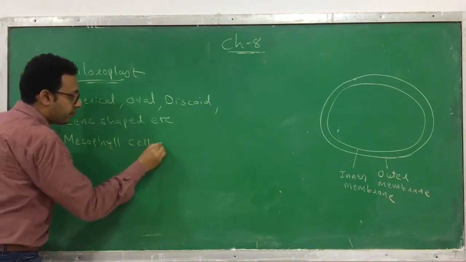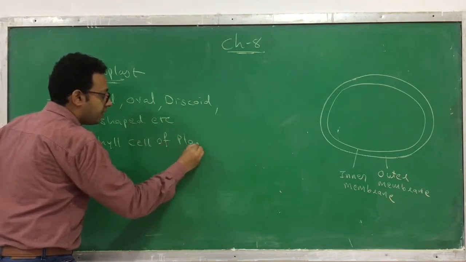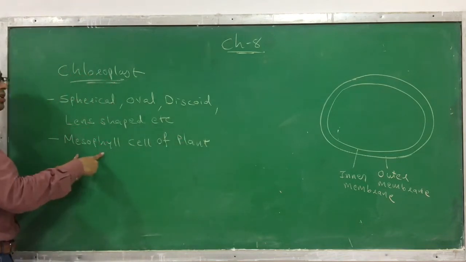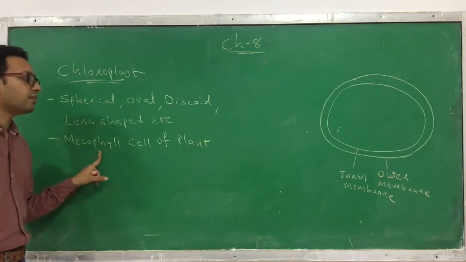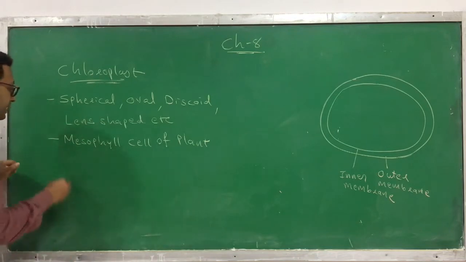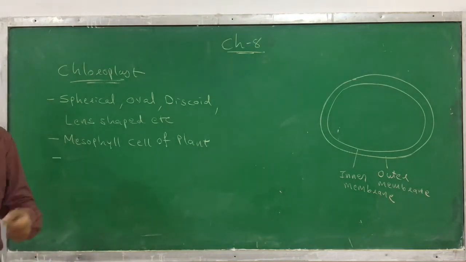Okay, they are found in the mesophyll cell of a plant. This is the location where it is found. Chloroplast is found in a mesophyll cell of a plant. Okay, next thing is: how many chloroplasts are present?